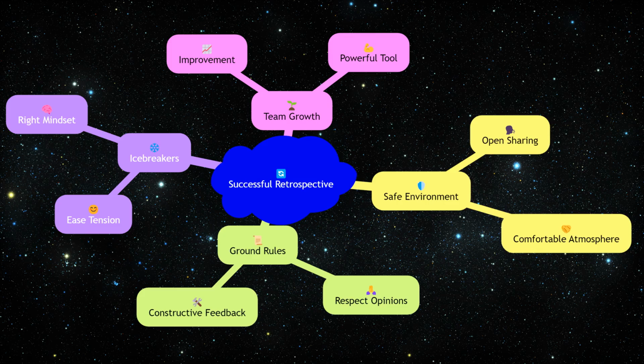Before diving into specific activities, it's important to set the stage for a successful retrospective. This involves creating a safe and open environment where team members feel comfortable sharing their thoughts and experiences. Establishing ground rules, such as respecting each other's opinions and focusing on constructive feedback, is crucial. Additionally, using icebreakers can help to ease any tension and get everyone in the right mindset for the session. With the right atmosphere, retrospectives can become a powerful tool for team growth and improvement.